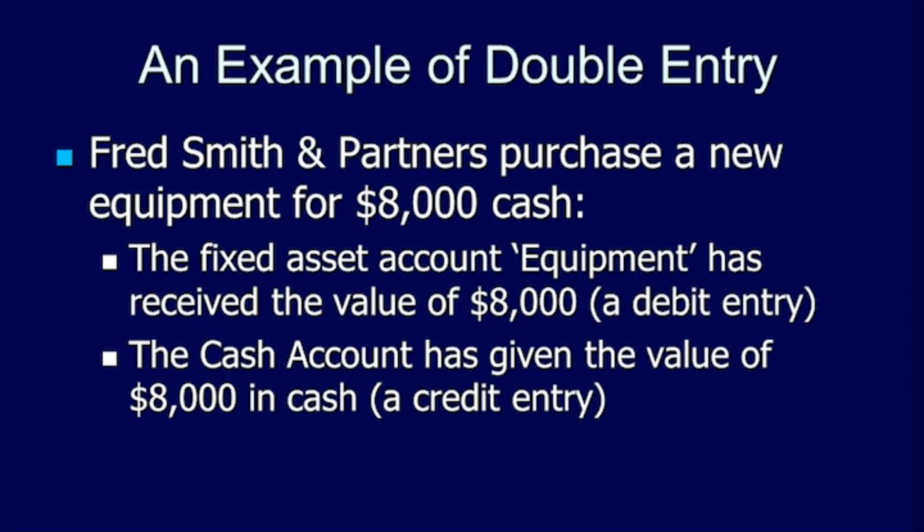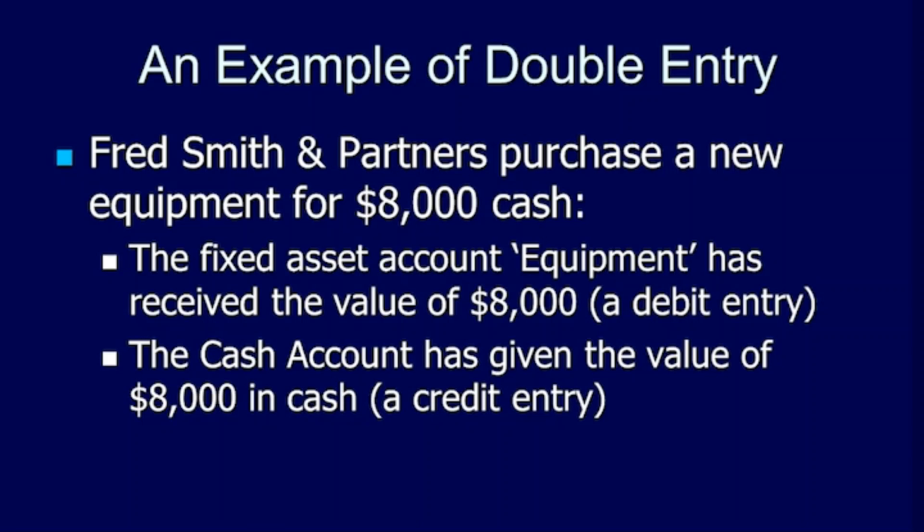As per the rule of the double entry bookkeeping system, when there is an increase in the asset account, debit. When there is a decrease in the asset account, credit. In this particular example, the company has received 8,000 valued equipment. So asset account debit, asset account increases. And the company paid 8,000 cash. So there is a cash outflow. Asset account decreases. Therefore, asset account credit.